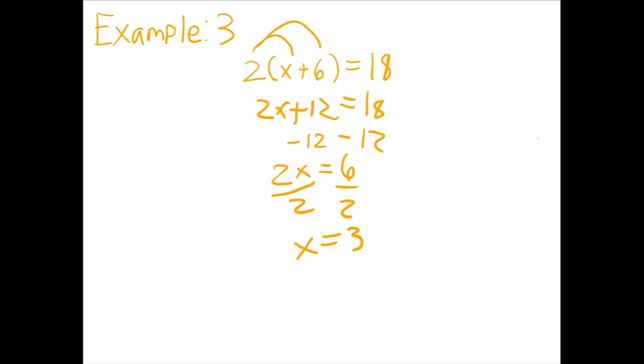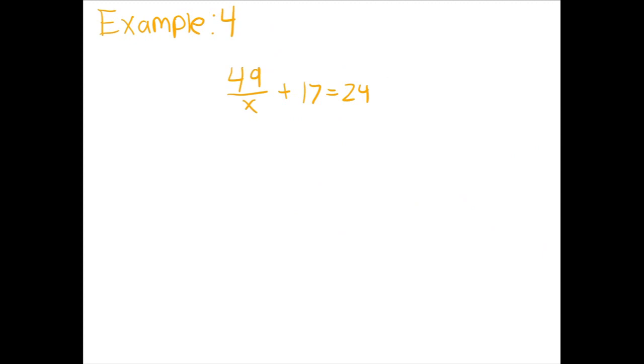Now to check that one, we get, let's see here, 2 times 3 plus 6 equals 18. And I wrote that wrong. Let's see here, yes, equals 18. So that gives us 2 times 9 equals 18. And 2 times 9 is 18. So that is correct. x equals 3 was our correct answer. So let's move on to this next one.